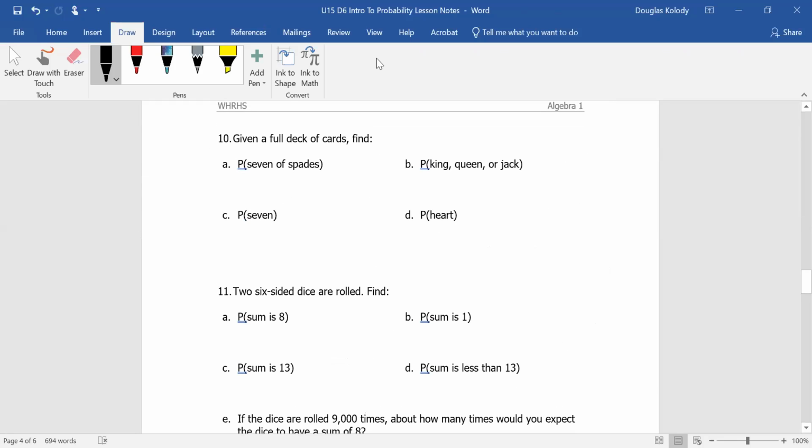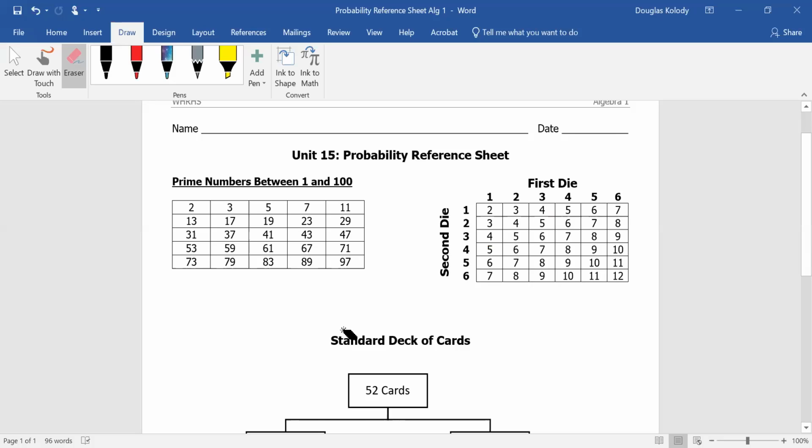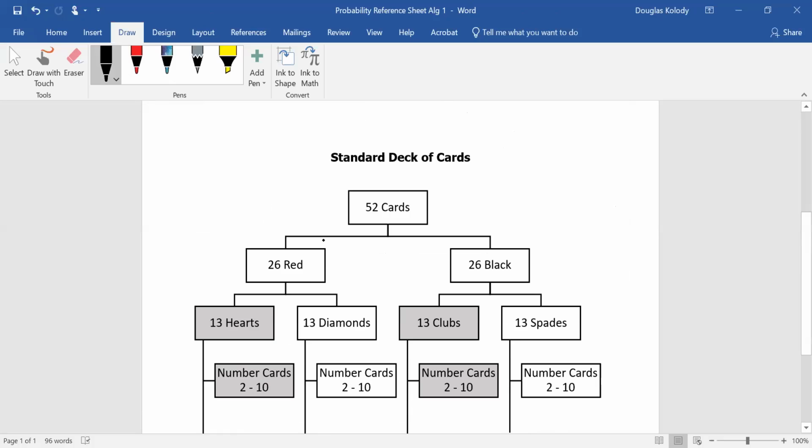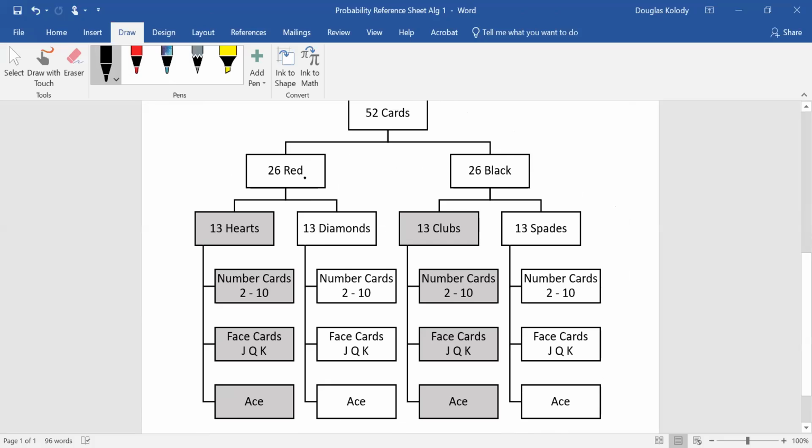Some of you may not be familiar with cards, so there's where the probability reference sheet comes into play. Okay, so I go right down here. There are 52 cards in a deck. Half of those cards are red cards, and that's the diamonds and hearts. And half of the cards are black. That's the spades right here, and then clubs. So clubs and spades are black cards, diamonds and hearts are red cards.